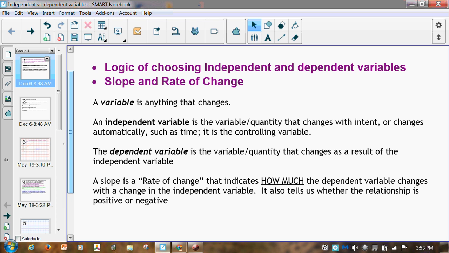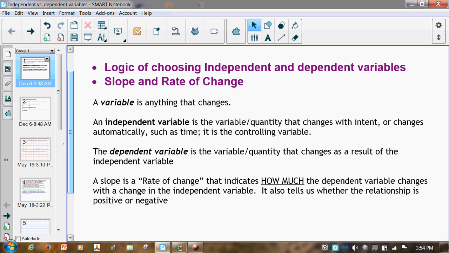The dependent variable is the variable or quantity that changes as a result of the independent variable. In other words, the variable we call the dependent variable is dependent on what's going on with the independent variable, or what's changing with, say, x.